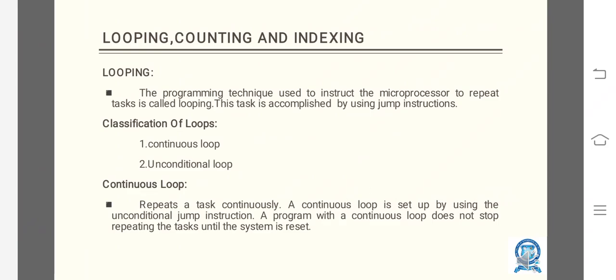Looping: the programming technique used to instruct the microprocessor to repeat tasks is called looping. This task is accomplished by using the jump instruction.